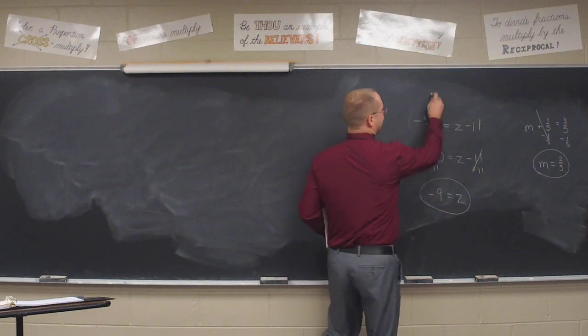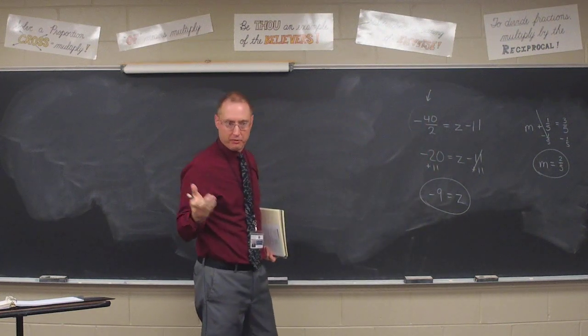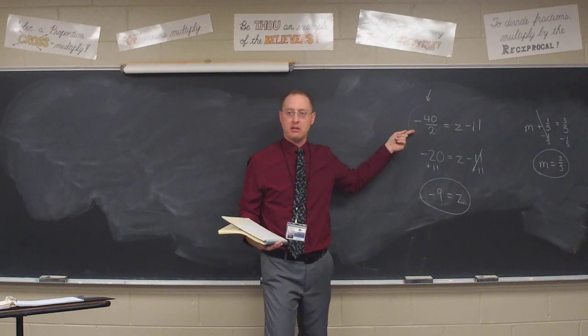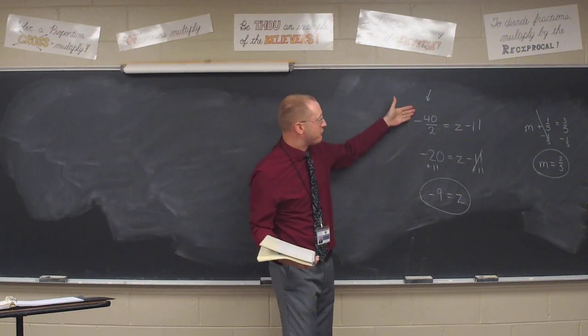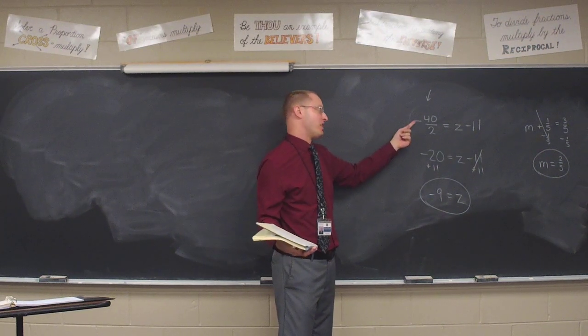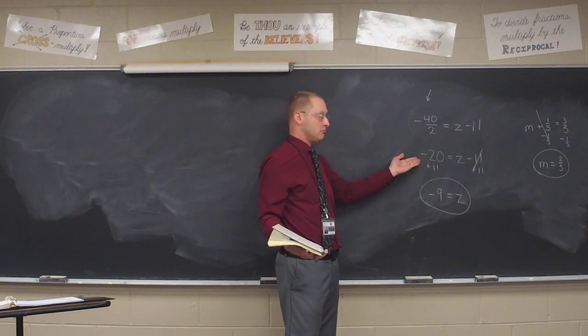Notice in this problem, it's the right-hand side that needs to be simplified. I've got a negative 40 over 2. Class, what does this fraction bar mean? Divide. So I'm dividing a negative 40 by 2. Well, 40 divided by 2, class, is 20. But if there's a negative divided by a positive, it's negative 20.